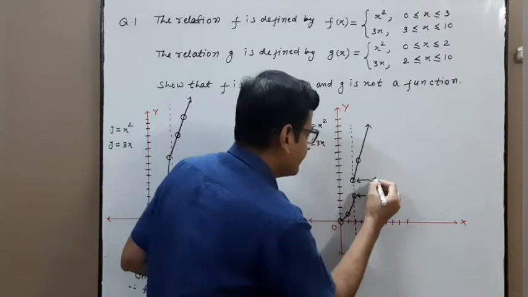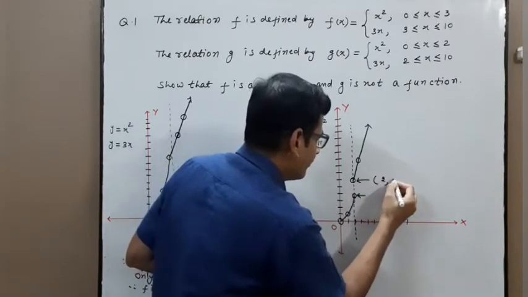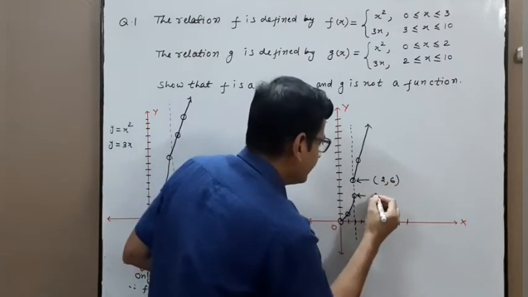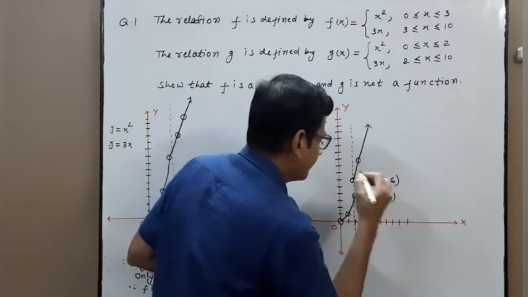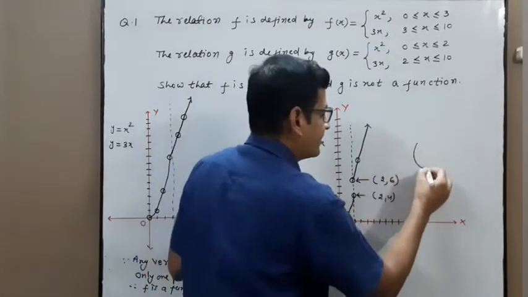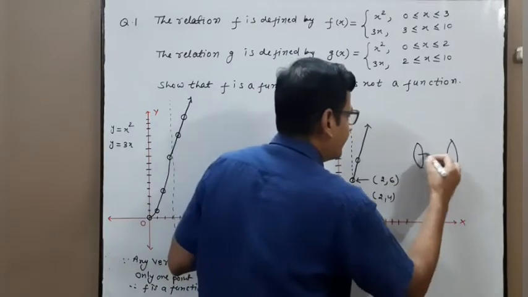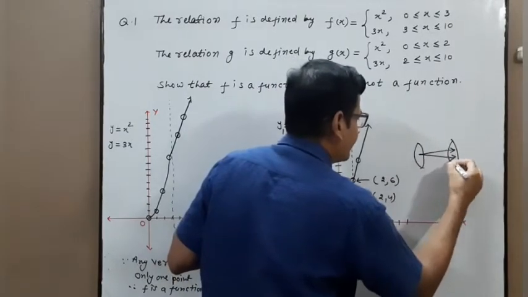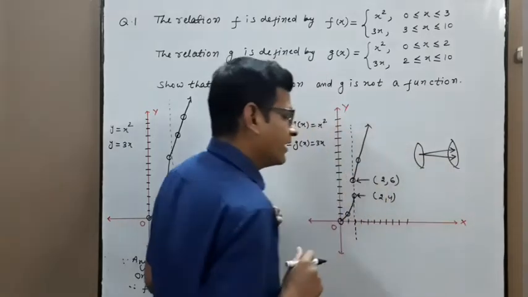So this point is (2, 6), and this point is (2, 4). So 2 has two different images. यानी 2 arrows निकल रहे हैं, first set से second set की तरफ. Then it is not a function. Only single arrow होना चाहिए. Every element has a unique image.